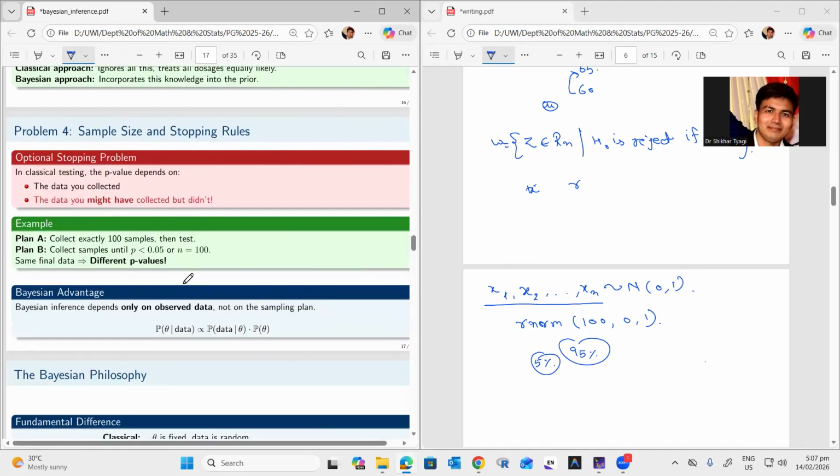Second is sample size and stopping rule. So in classical testing, the p-value depends on the data you collected. Okay, and also on the data you might have collected but didn't.